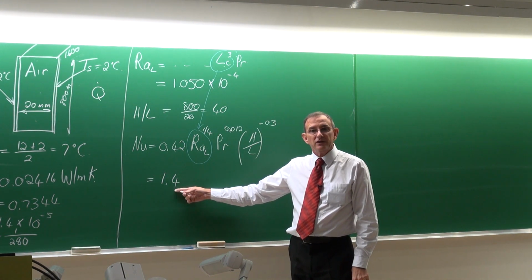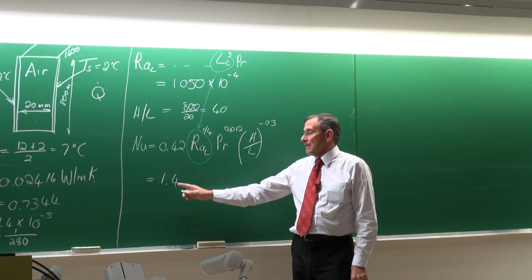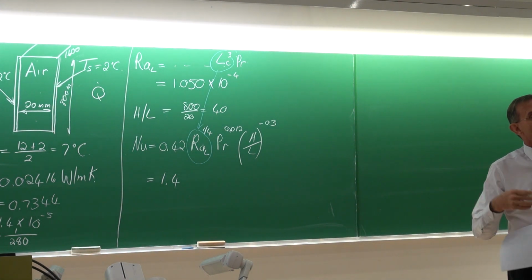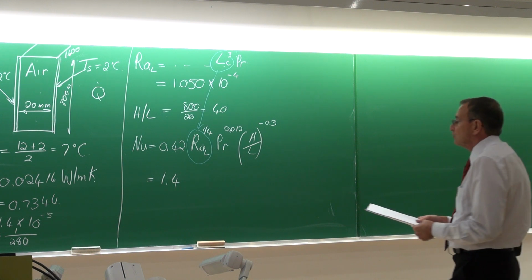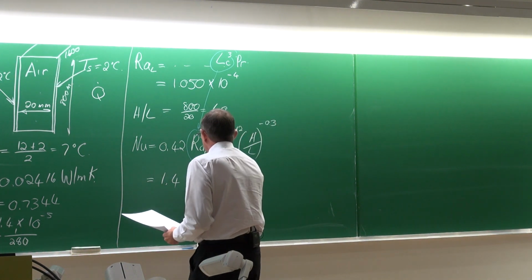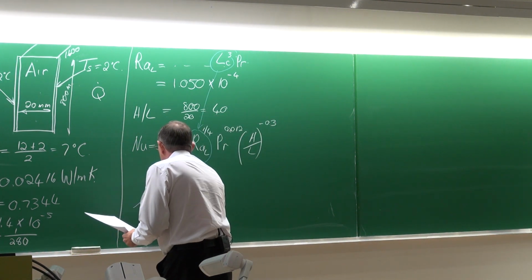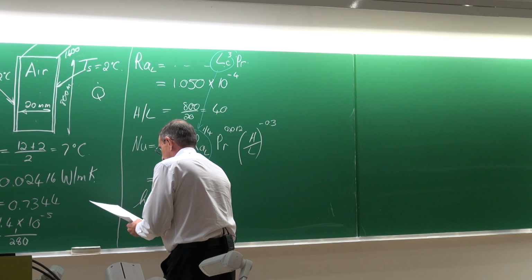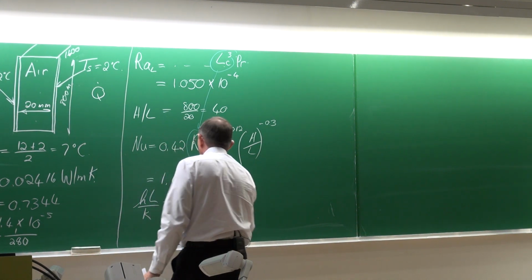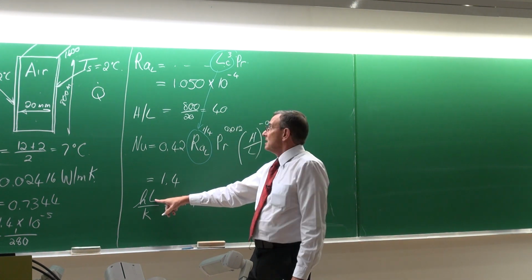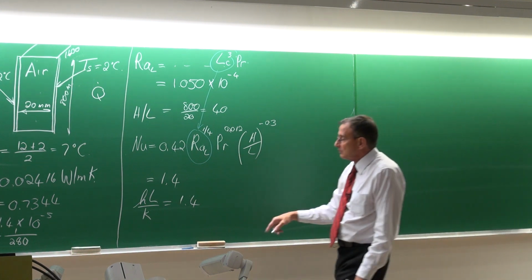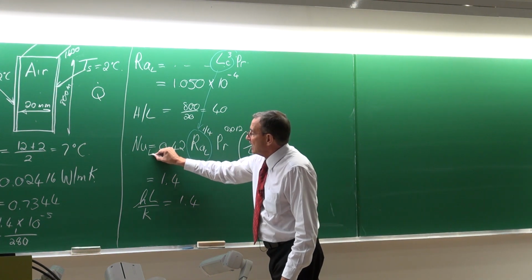If it's lower than 1, then you must know you've made an error. A Nusselt number of 1.4 means the heat transfer will be enhanced by 40%. It will be 40% higher than that of conduction. Then we can say the Nusselt number is equal to hL divided by k is equal to 1.4. Why do we use L? Because they give us the equation like that in the textbook. They base the Nusselt number on the length L.